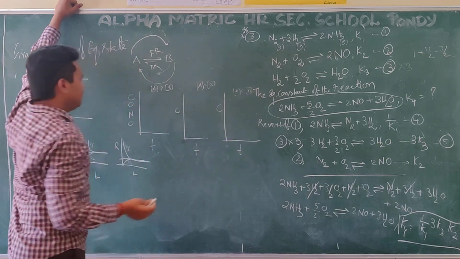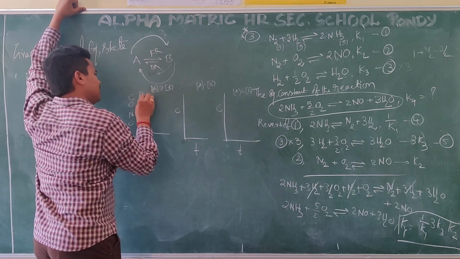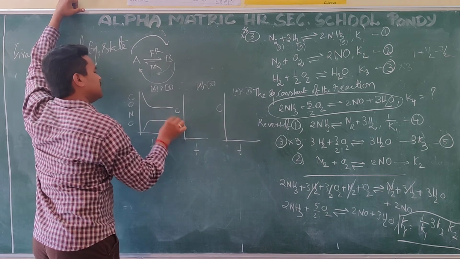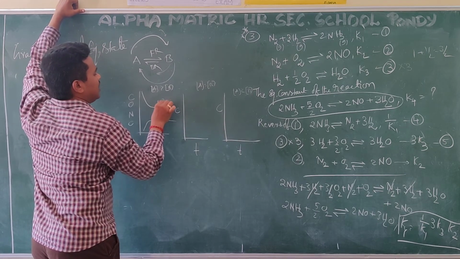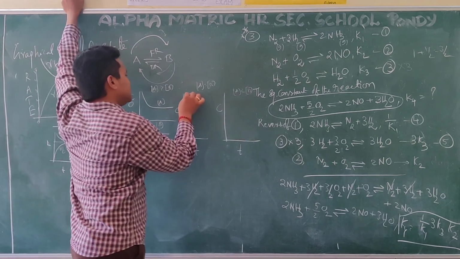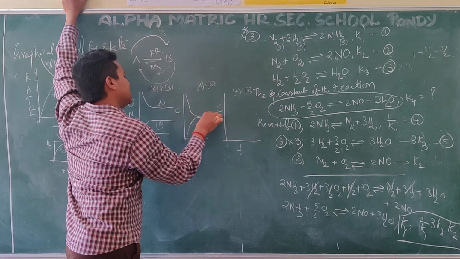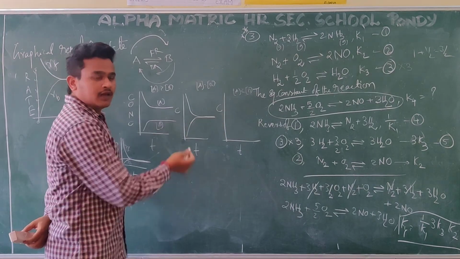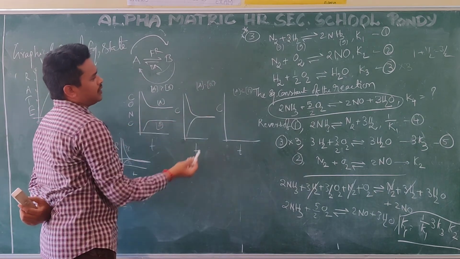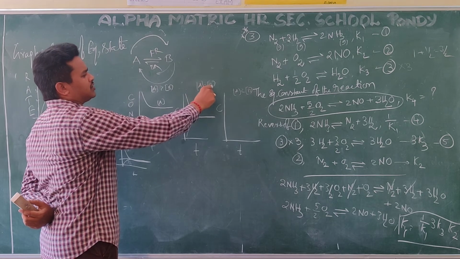That is why, if A is greater than B, at the time of equilibrium the graph will be like this. This belongs to concentration of A, and this belongs to concentration of B. If A is equal to B, A is coming and maintaining a constant value, B is increasing and maintaining a constant value. In this graph, A is equal to B. Equilibrium is maintained when the A and B concentrations are equal.